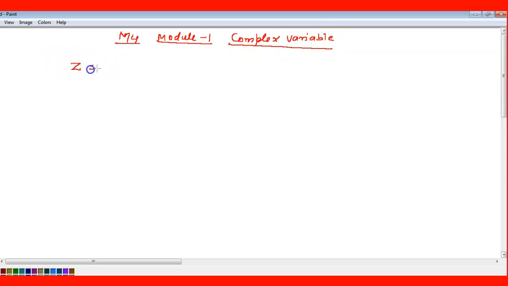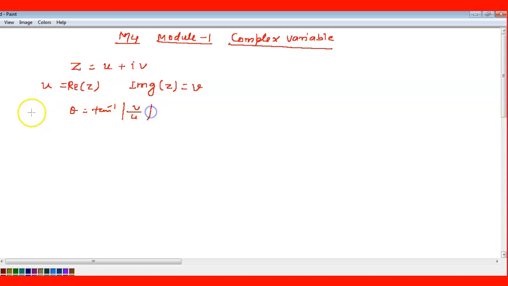z is equal to u plus iv. This is the complex number where u is called the real part of z, the real part of the complex number, and v is called the imaginary part of this z. This is v and this is u. Theta is equal to tan inverse of v by u, which is the argument of z. All this basic material we have studied already in the 11th and 12th.